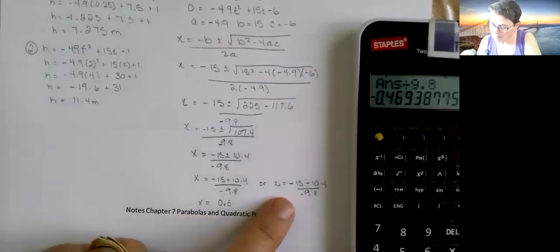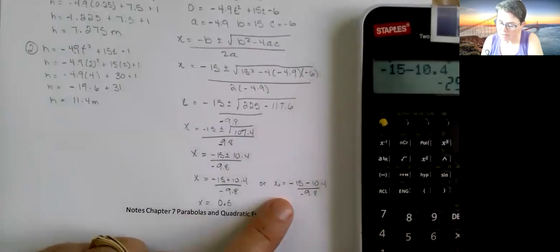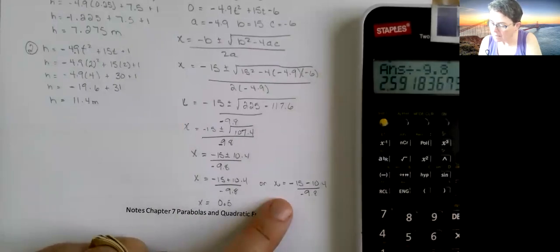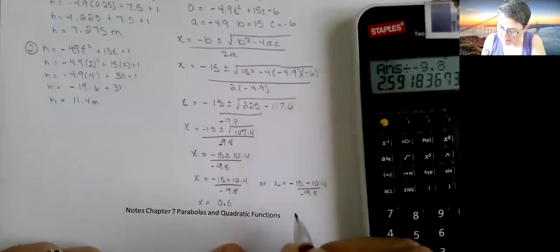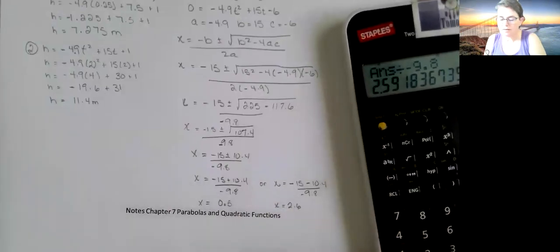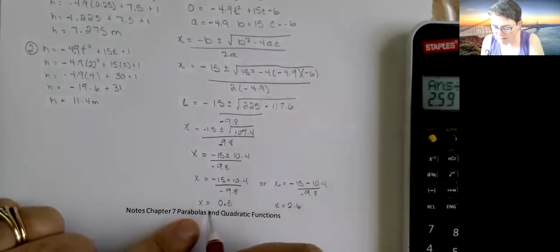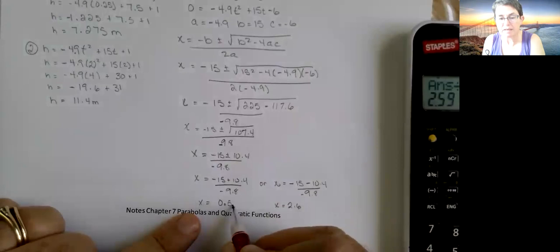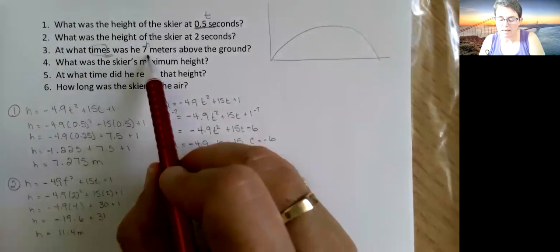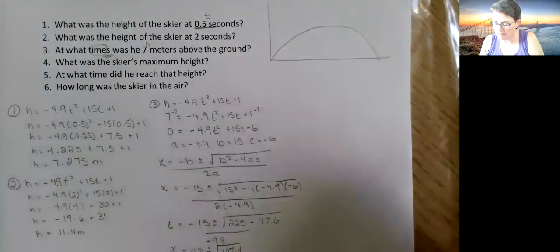Okay, and then we've got negative 15 minus 10.4, which makes it more negative. And then I'm going to divide by negative, remember that this time, 2.59, 2.6. Okay, so after all that work, it tells me that at 0.5 seconds and at 2.6 seconds, way back up to the question, that's when the times that he was 7 meters off the ground.